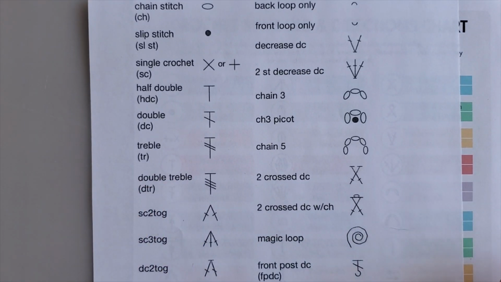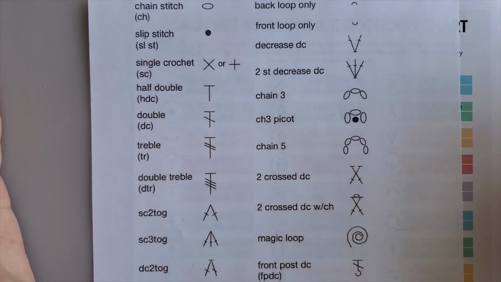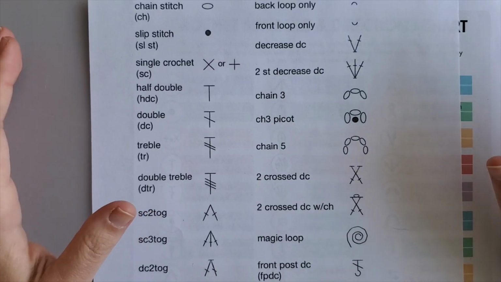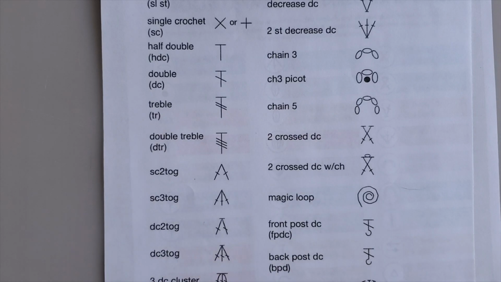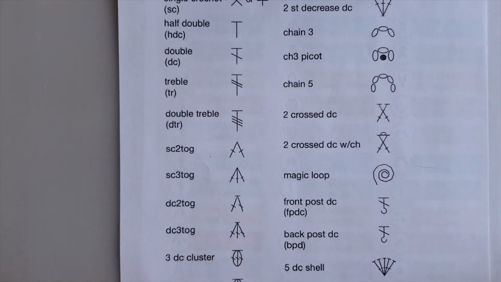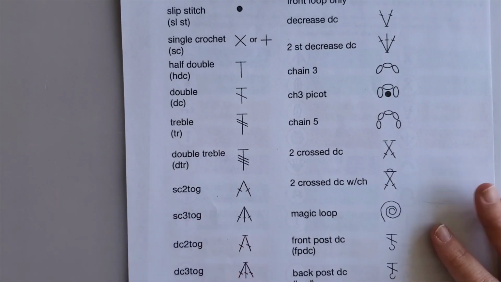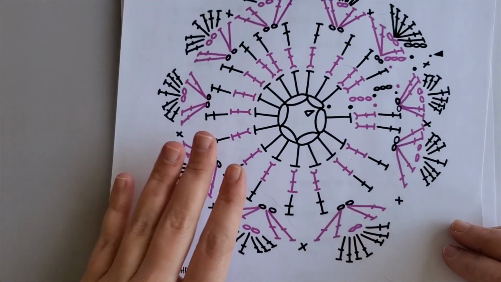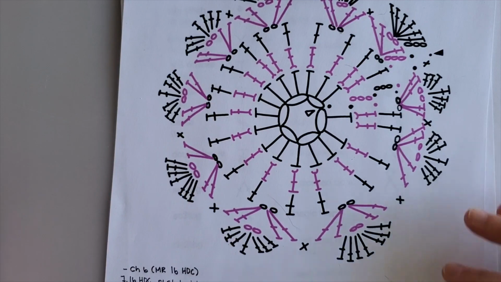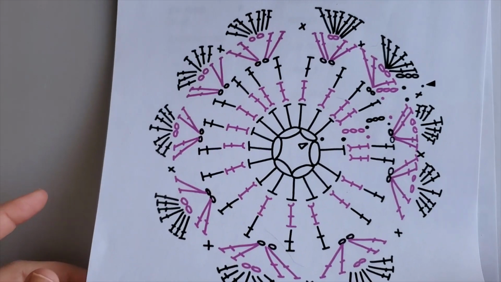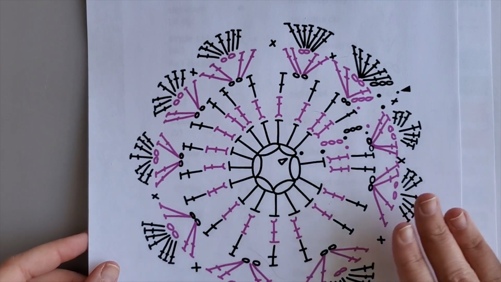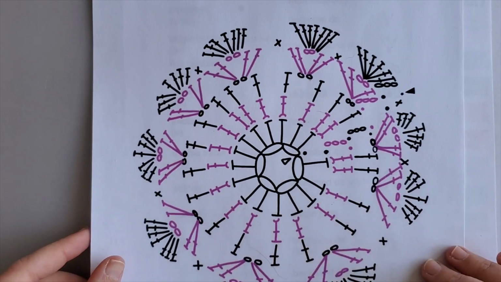There are hundreds of different stitches, so it would be impossible to go through every single one of them. For that reason, I have a pattern here that I created, and we're going to take this pattern and actually make the item, which is a floral coaster.